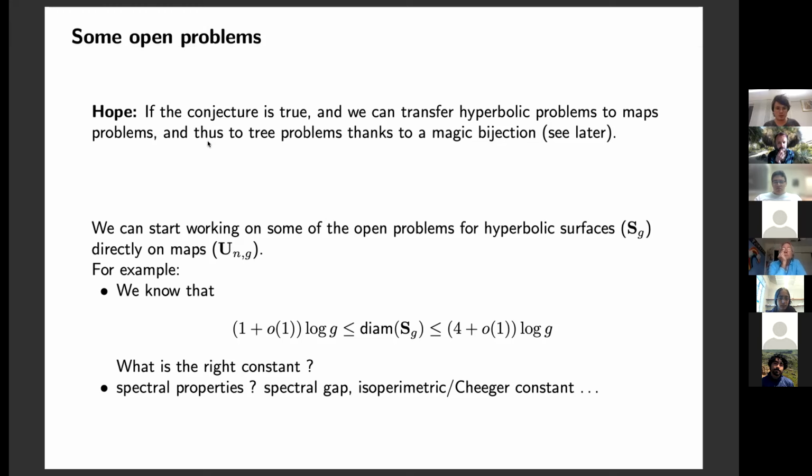Do you expect your results to hold for random 2-cellular maps? So you mean maps with 2 faces, right?